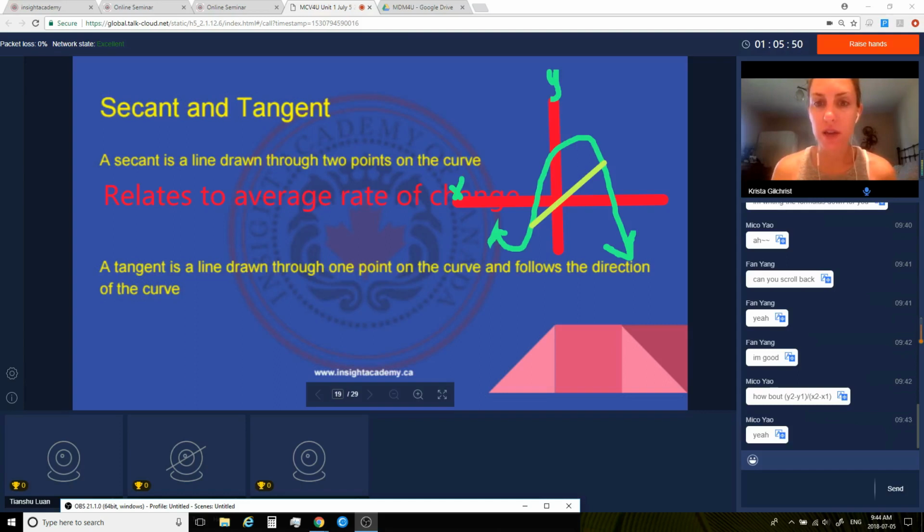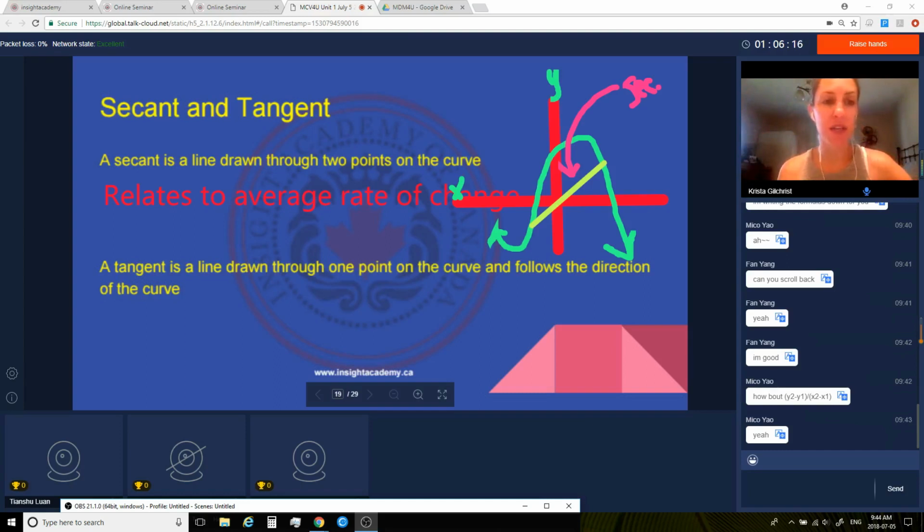So the secant is this yellow line drawn in here. That's the secant right there. We call it secant, S-E-C. That's the secant. It's a line drawn through any 2 points on the curve. And as Miko mentioned, what tells us the average rate of change is the slope of the secant.